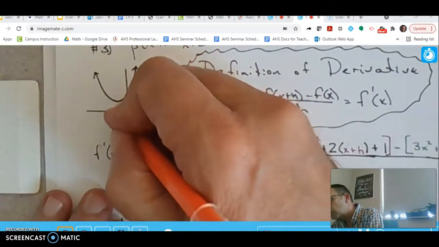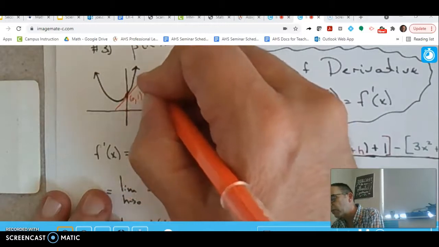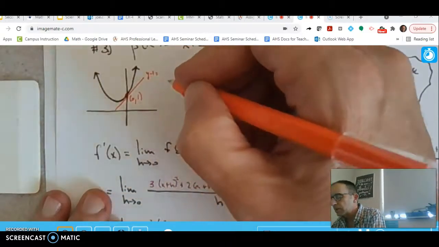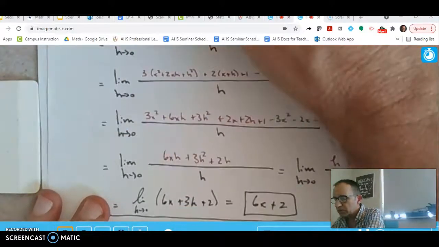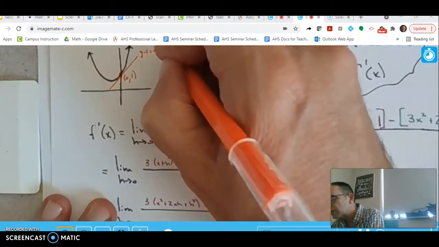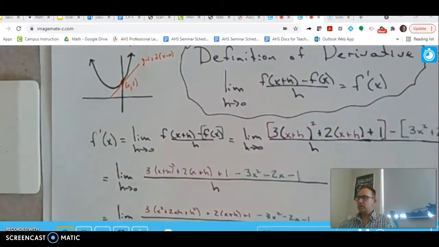So the equation of this line tangent to the curve at the point 0, 1 would be y minus the y-coordinate we know, equals the slope, and we said that the slope would be 2, times x minus the x-coordinate that we know. And that would be the equation of that tangent line if asked to find it at the point 0, 1.